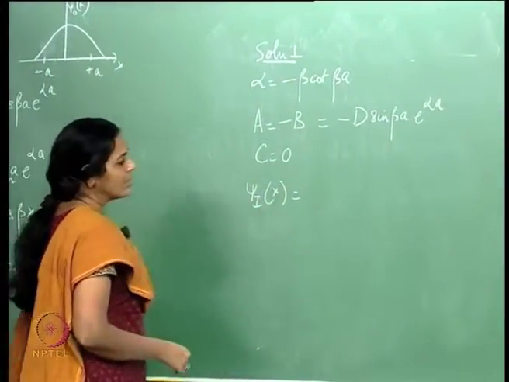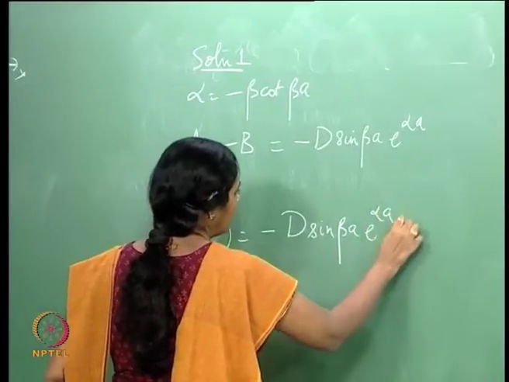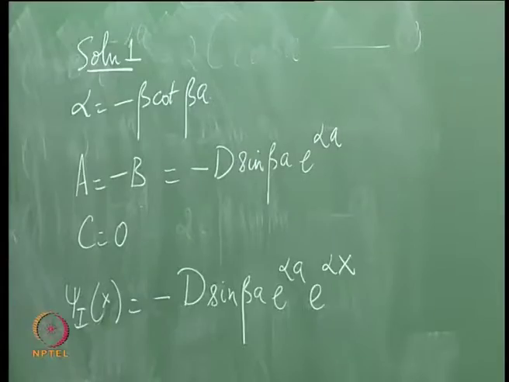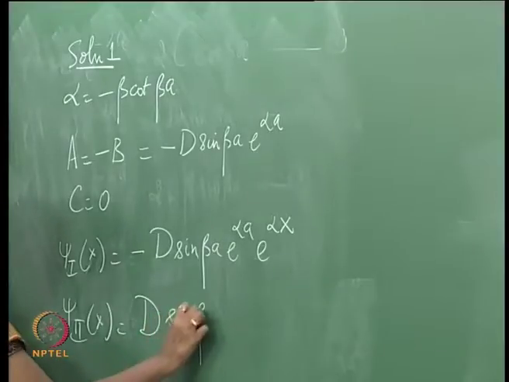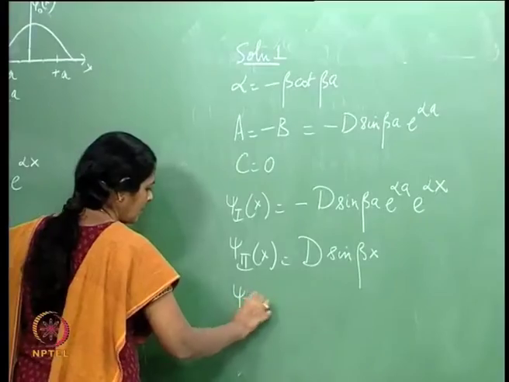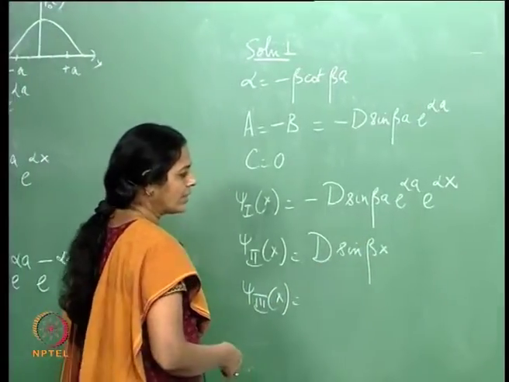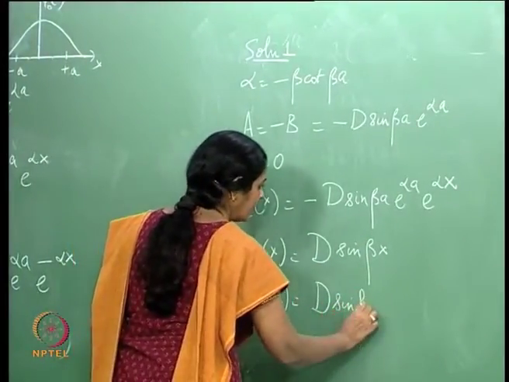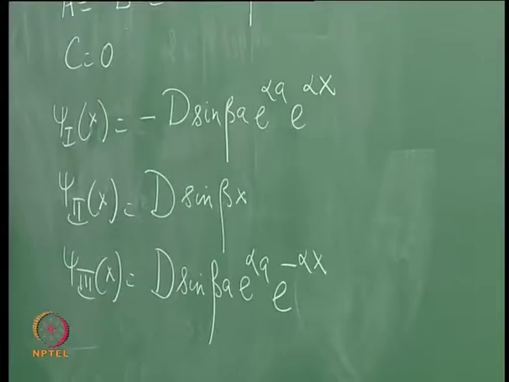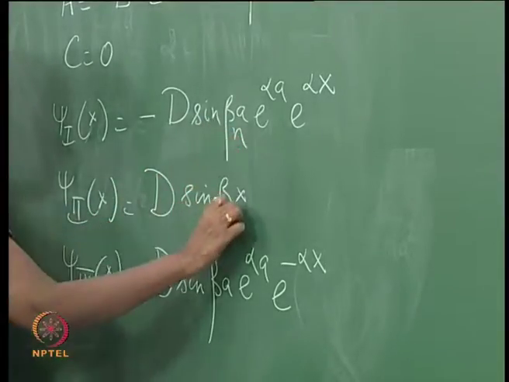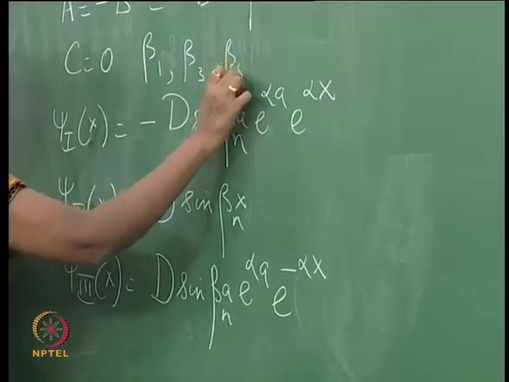Psi 1 of x is a e to the alpha x. So, it is minus d sin beta a e to the alpha a e to the alpha x. Psi 2 of x, since c is 0, it is just d sin beta x. And psi 3 of x is b e to the minus alpha x. So, I can write that down as d sin beta a e to the alpha a e to the minus alpha x. This corresponds, of course, to quantized values of beta, beta 1, beta 3, beta 5 and so on.